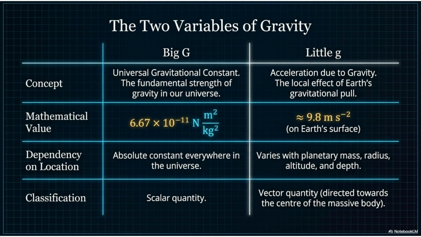It is important to distinguish between big G and little g. Big G is the universal constant representing the fundamental strength of gravity, while little g is the local acceleration we experience, which varies based on location.